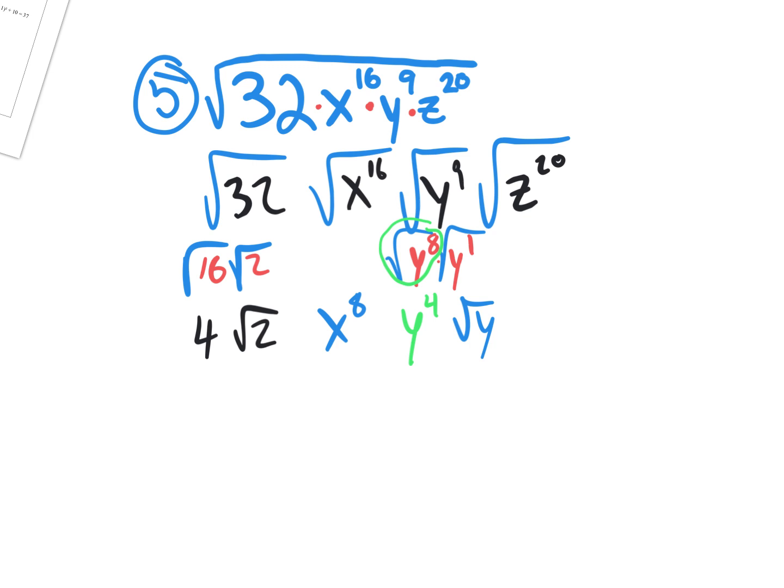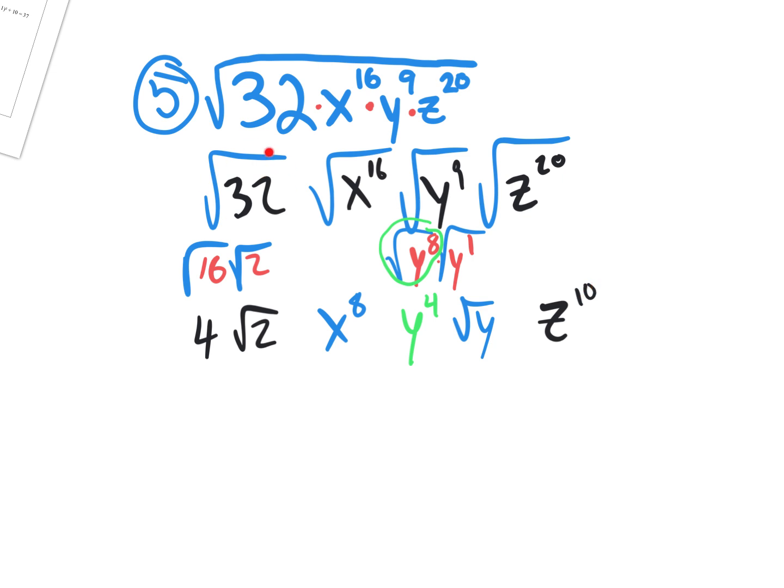Okay? And then what about this square root of z to the 20th? What's the answer there? Z to the 10. Because after all, the square root's really the power of 1/2, and a power to a power you multiply. 20 times half is 10.